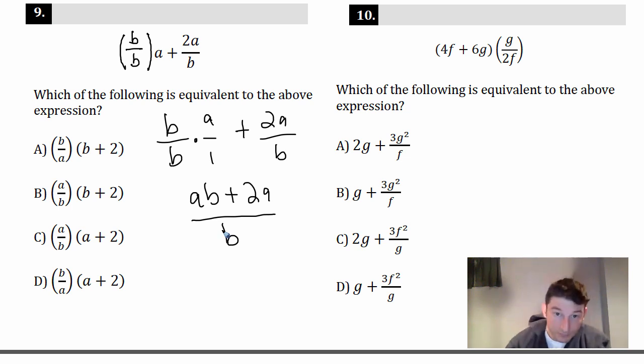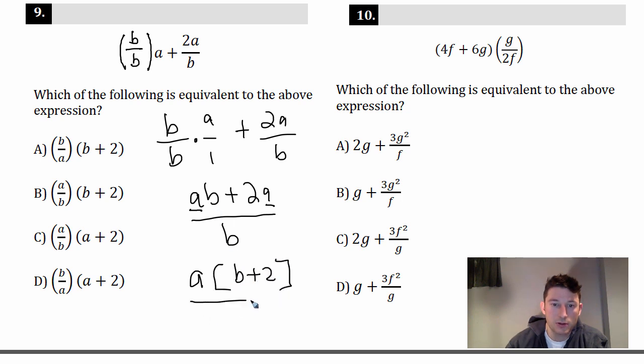But what's the problem? Well, none of our answers look like that. So here's what you're going to do. You can pick numbers again to try and figure it out, but we're not going to do that. This a is in both of them, right? So just factor it out. A times b plus 2 all over b. Now they even pulled out a fraction here. So really what they did was they pulled out that piece. So you really have a over b times b plus 2.